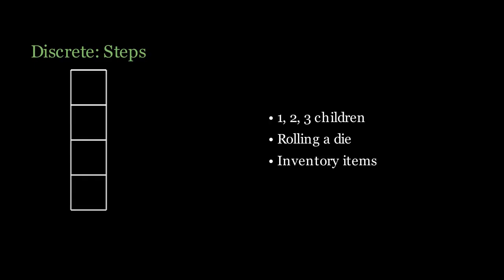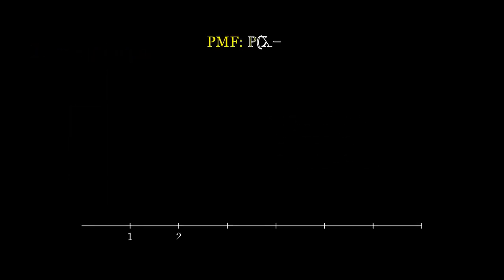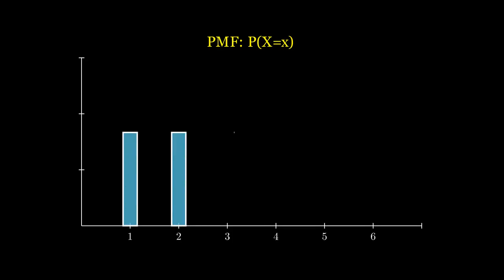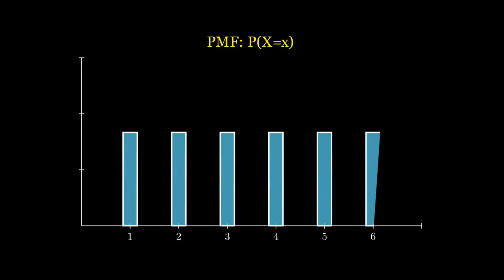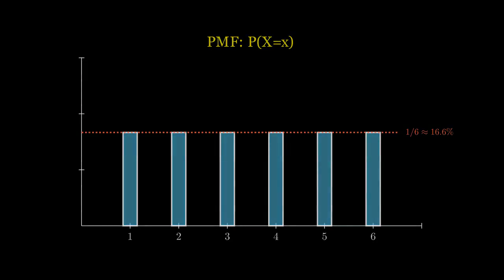In the discrete world, we use a probability mass function, or PMF. This function gives the probability that a discrete random variable is exactly equal to some value. For a fair 6-sided die, the probability of rolling any number is exactly 1/6, or approximately 16.6%. If we visualize this, we see distinct bars. In large-scale systems like Amazon's fulfillment centers, discrete variables are used to model inventory. You either have an item in stock or you don't.